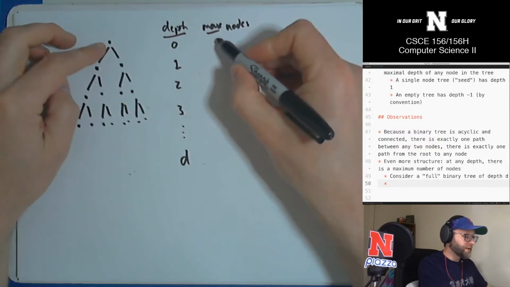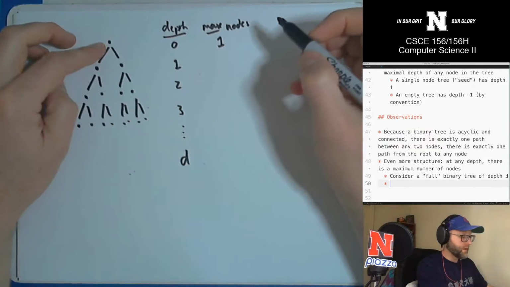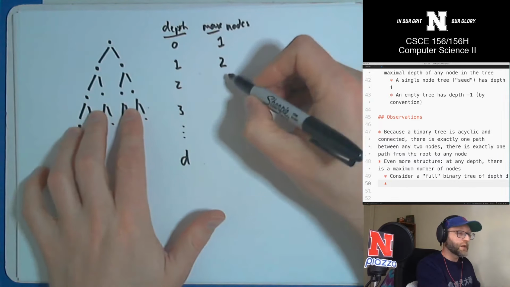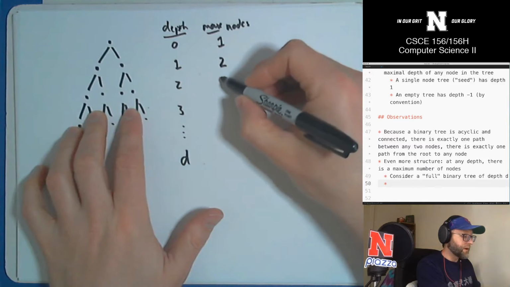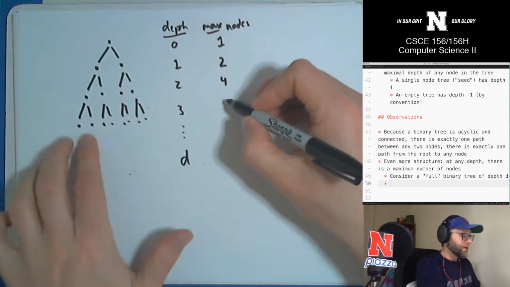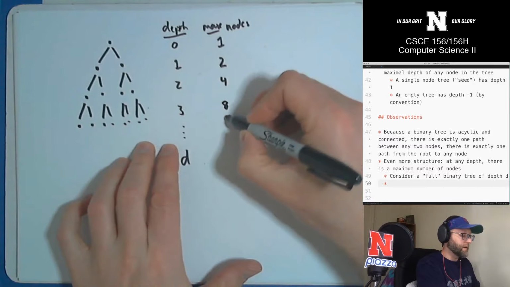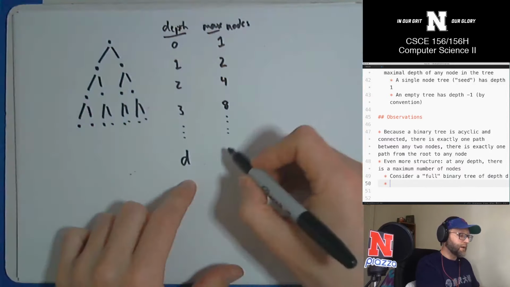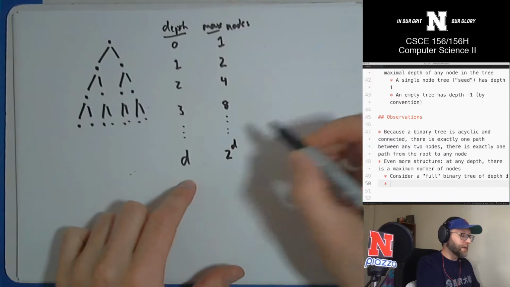At depth 0, we only have 1. That's the root. At depth 1, you can see that it's doubled now. In fact, you can see the pattern that it's going to double at every depth as we go down. 4, here, you can count them up yourself, then 8, dot, dot, dot. And at depth D, you can see the pattern here: there's going to be 2 to the D nodes.